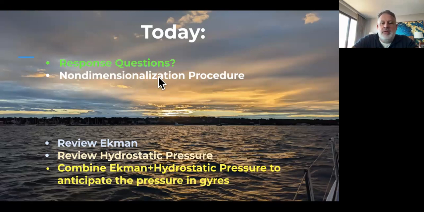And then from there, we'll keep doing that and we'll start to think of rapid rotation or strong friction in terms of non-dimensional parameters as we go on. We'll start to have an equivalency built up in our heads between those pieces as we go. Then we're going to go back and review the Ekman theory a little bit. We're going to review the hydrostatic pressure theory, and then we're going to put those together into an Ekman plus hydrostatic pressure to anticipate the patterns of pressure that are going to be in the gyres. And we'll see that it's actually pretty similar to what the patterns of pressure are in numerical models.